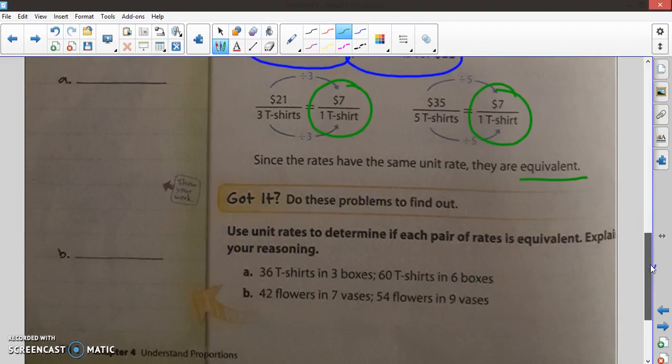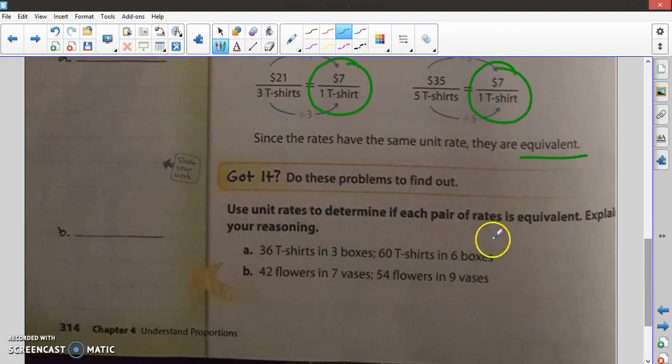Okay, so you're going to stop the video here, pause it, so that you can try A and B. And you're going to work it out over here.